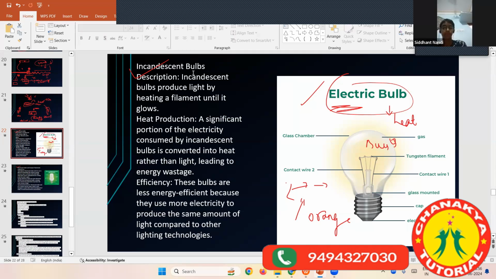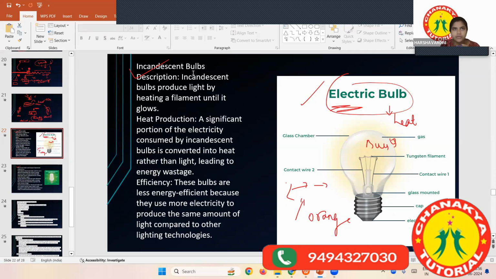So a significant portion of the electricity consumed by an incandescent bulb is converted to heat rather than light, leading to energy wastage. The light will be somewhat visible, and you have a transparent medium, so that will be better. Because of the transparent medium of the glass, you get some more good light also. A significant portion of the electricity consumed by the incandescent bulb is converted to heat rather than light.